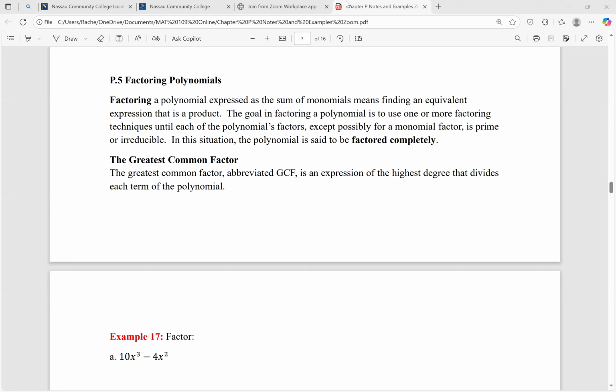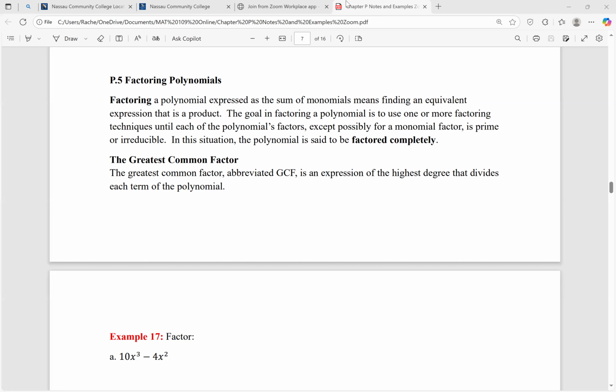In this lecture, we're going to cover section P5, which is factoring polynomials. So factoring is when we rewrite a polynomial as a product. Whenever we have a sum of monomials, that's called a polynomial. We can have binomials, trinomials, and polynomials with 4 terms. When we want to rewrite a polynomial as a product, we call that factoring. And factoring could be as simple as rewriting a monomial as a product.